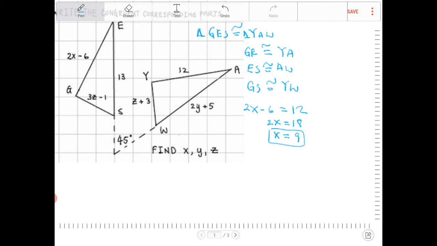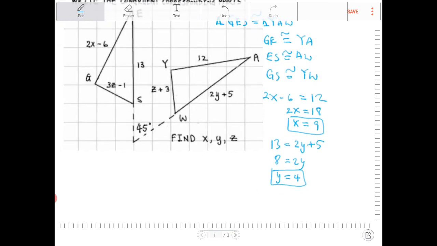ES is equal to AW. So ES is 13, equal to AW, which is 2y plus 5. Subtract 5, I end up with 8. Divide by 2, y is equal to 4.